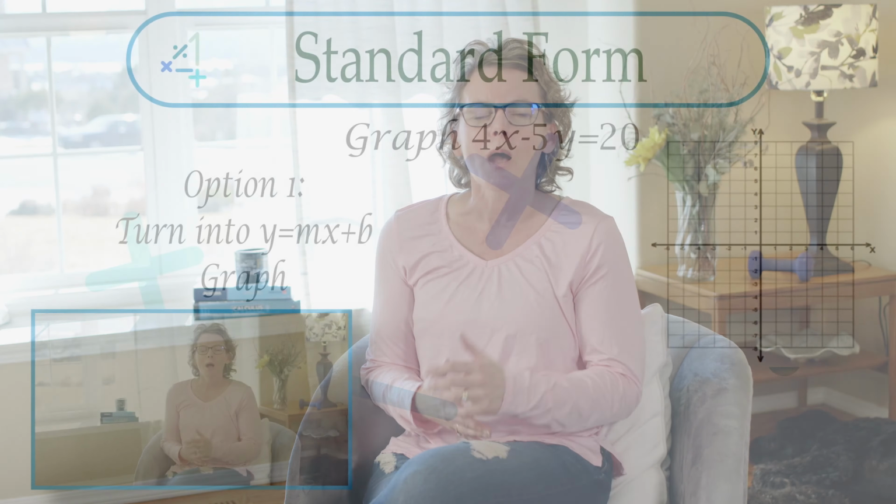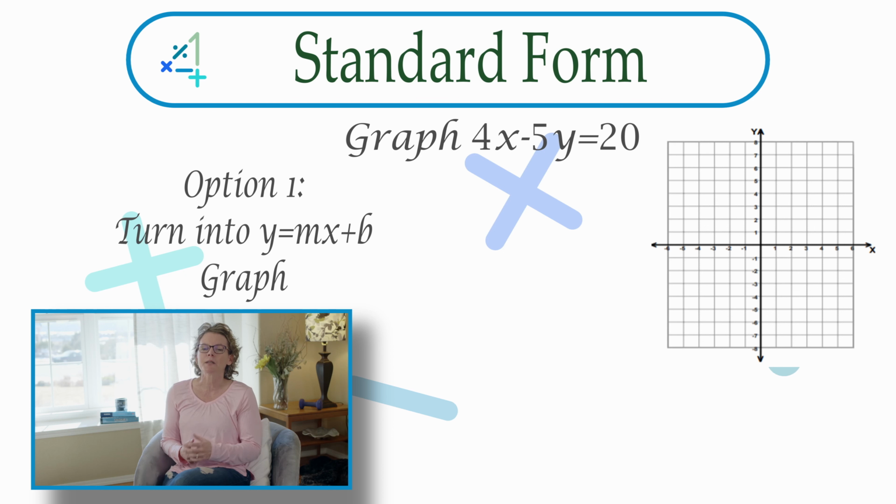Let's go over two methods on how to graph equations in standard form. We can either turn it into our favorite, y equals mx plus b, and then graph it, or we can plot the intercepts. You get to decide. First, we'll practice turning a standard form equation into slope-intercept form, or y equals mx plus b. My example is 4x minus 5y equals 20.